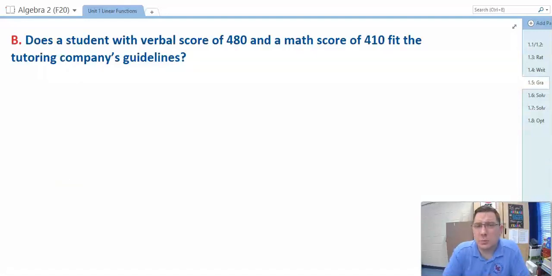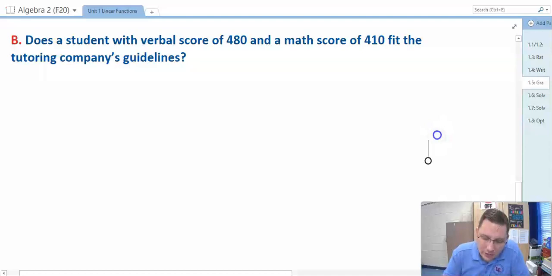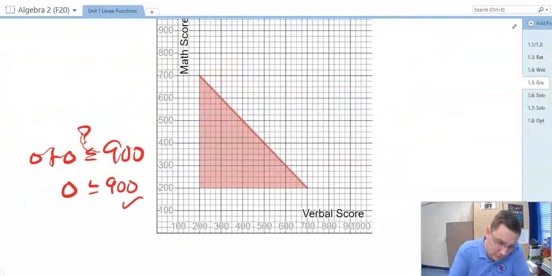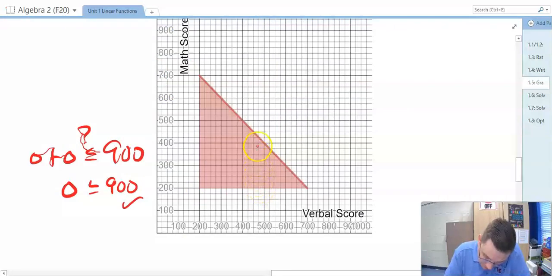Does a student with a verbal score of 480 and a math score of 410 fit the tutoring company's guidelines? And so let's go back over to that graph we just drew a moment ago, which has everything laid out for us. So where would that score, a verbal of 480 and a math of 410, be? It would be right there. Is that within our shaded region or on this line? And would the student be eligible for the tutoring program? We'll see that yes, it is just below the line, right?